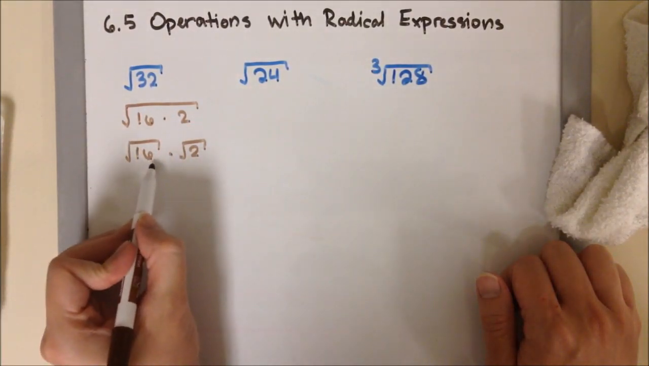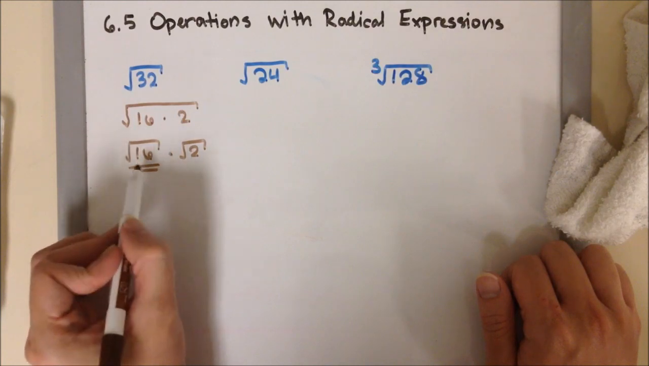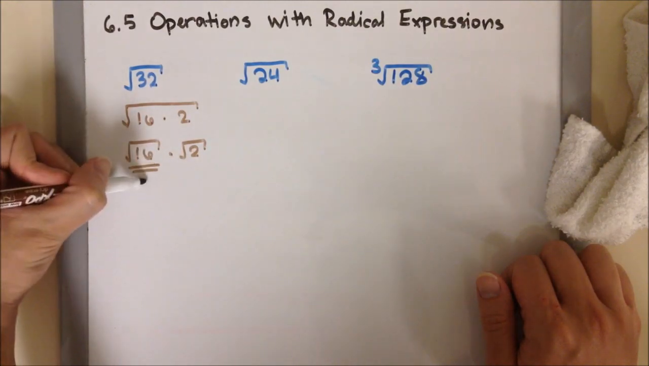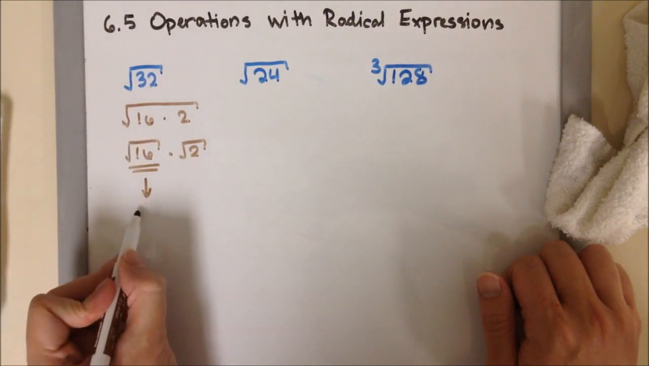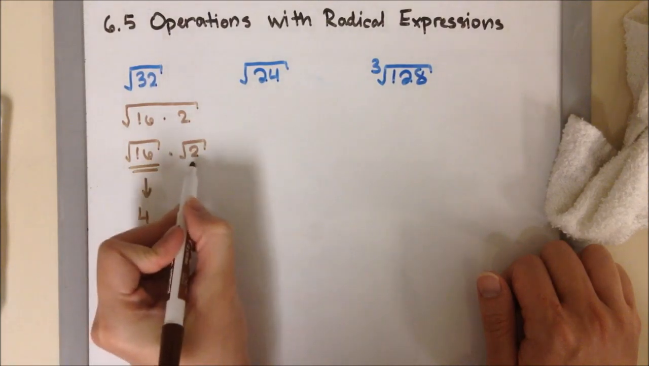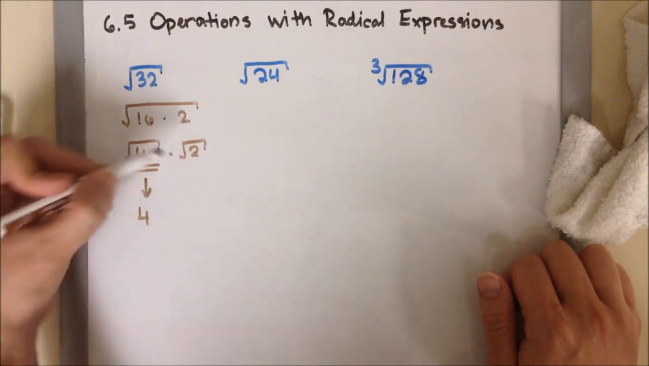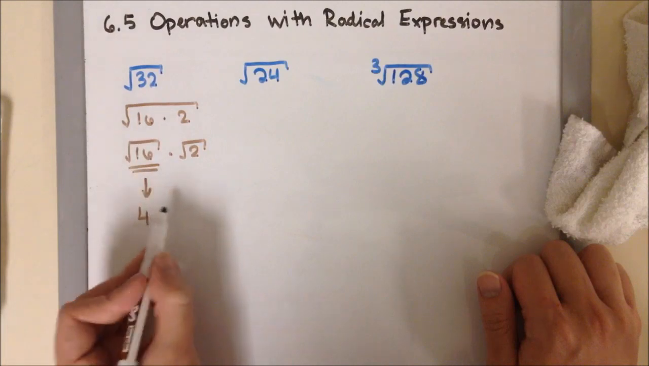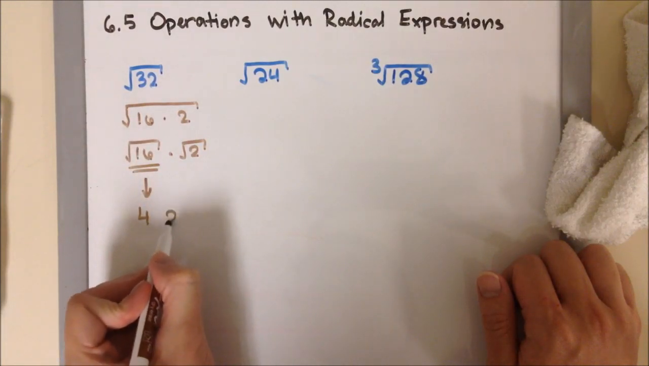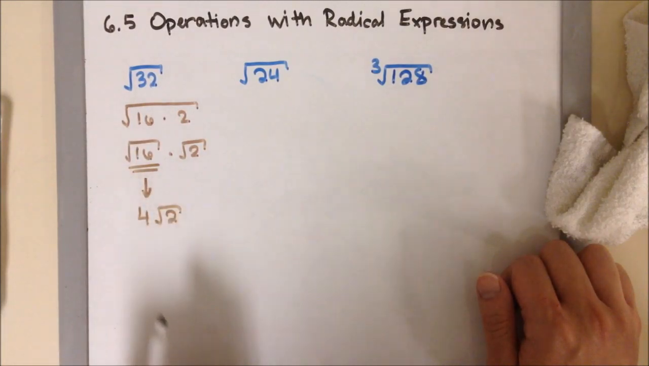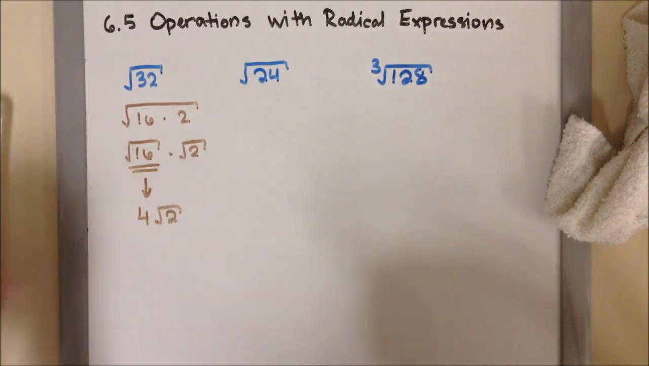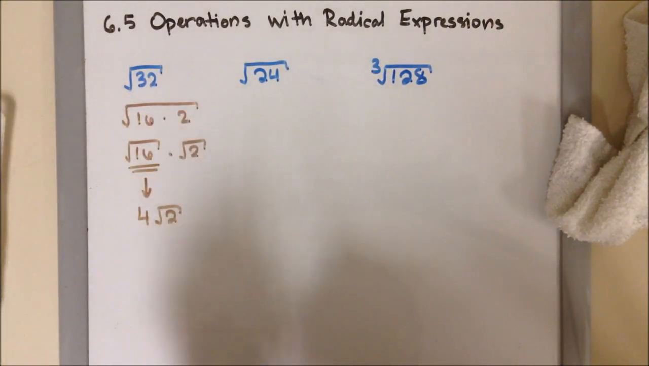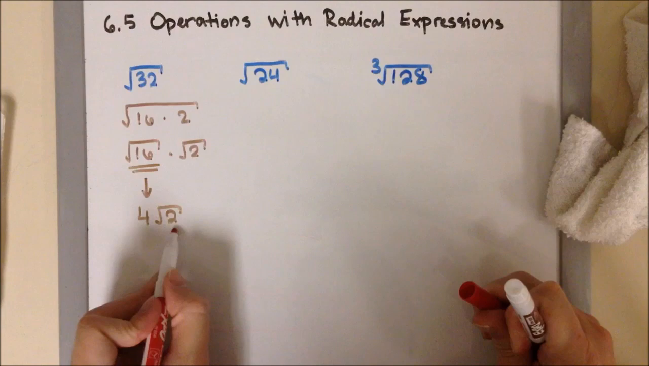Now, the only one that I can simplify, meaning I can do the square root, is the square root of 16, which will be 4. Since I cannot do the square root of 2, I just bring it down and put it next to the 4. And then my final answer for square root of 32 is this.